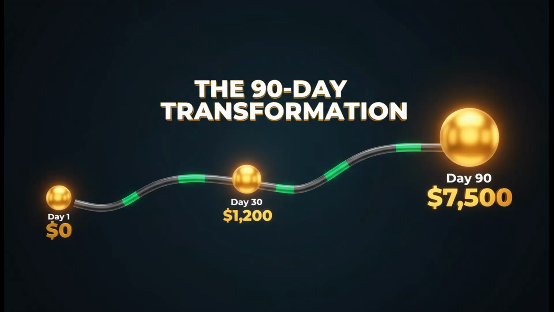The math is simple. 5 audits a day equals 25 audits a week. 25 audits a week equals 1 to 2 clients. 1 client equals $300 to $2,500. If you repeat this for 90 days, you won't just have a side hustle, you'll have a career.